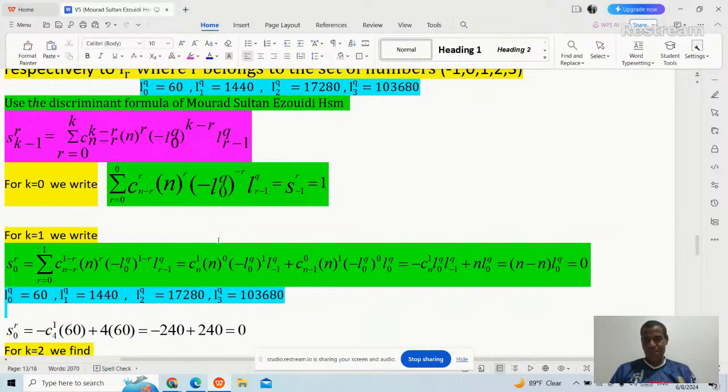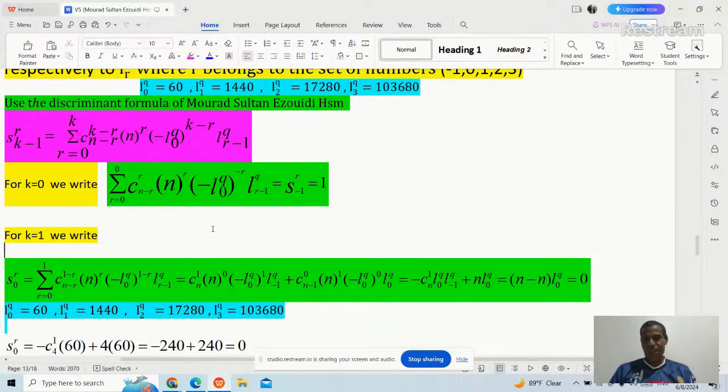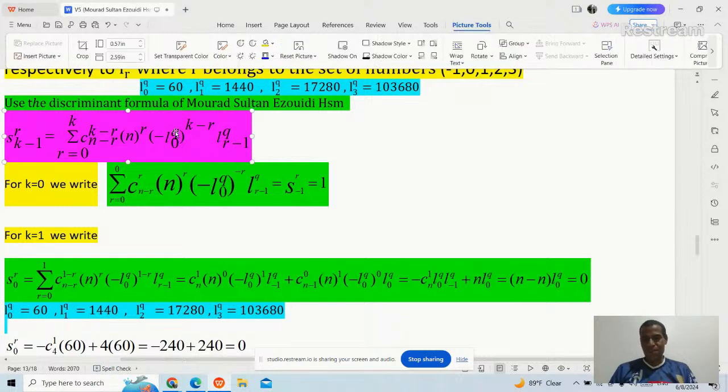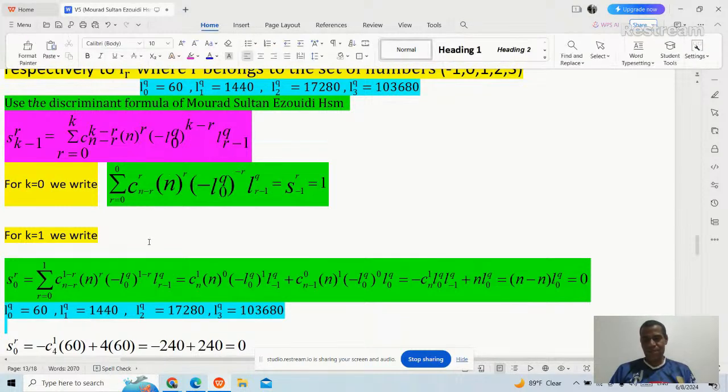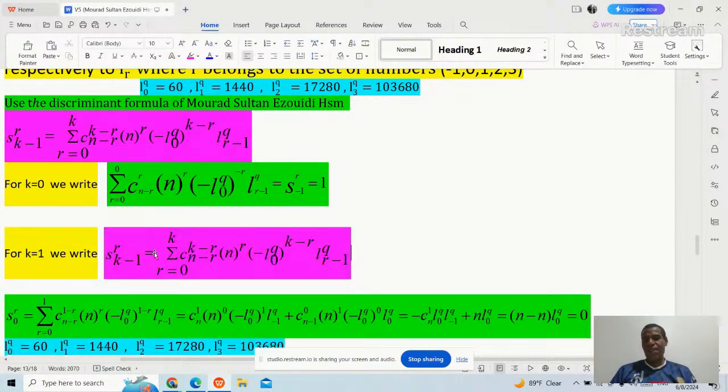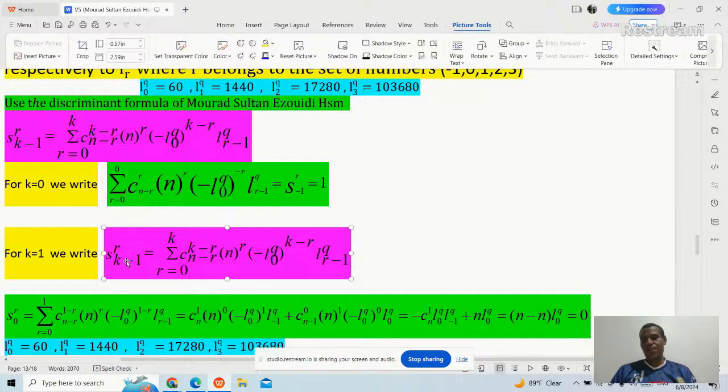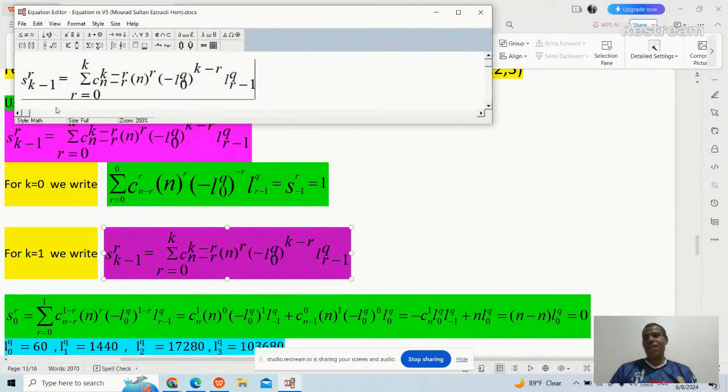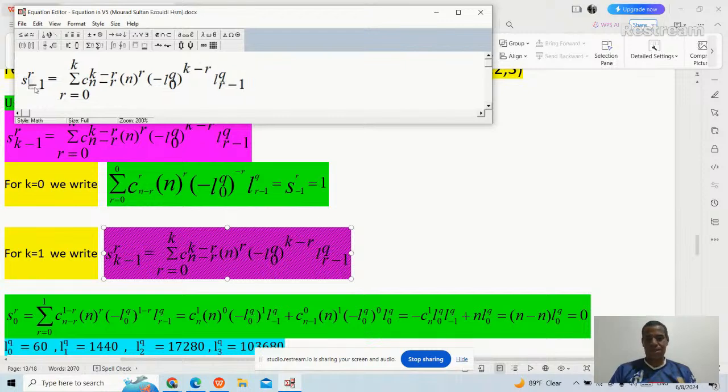Or here it's better. Okay, this one I will put here, learners. So this one is that I will just substitute k, or replace k with 1. Okay, look what we will do exactly. This is k with 1. It will be 1 minus 1, which gives you S0 of order r.